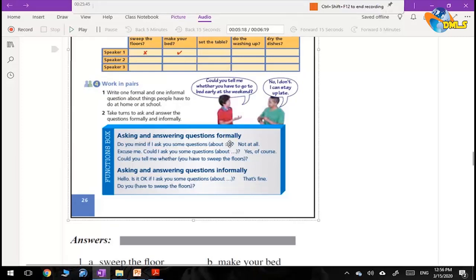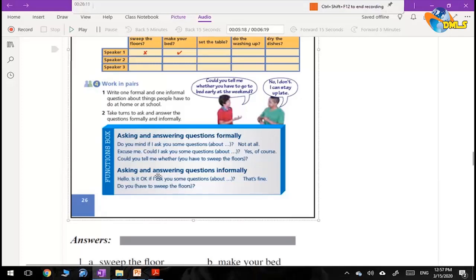Let's go ahead and start with the formal part about asking and answering questions. The formal way: Do you mind if I ask you some questions about so and so? Not at all. Excuse me, may I ask you some questions about so and so? Yes, of course. Could you tell me whether you have to sweep the floor? You would say that you do that or you don't.